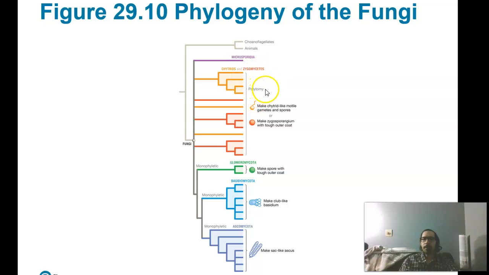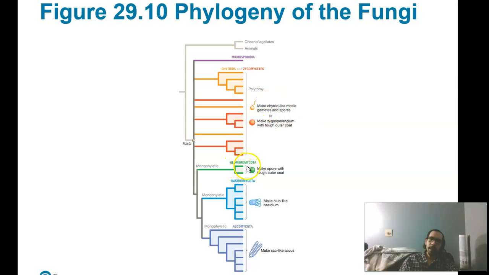Here we can see a polytomy at the top. As you recall from previous lectures, a polytomy is when you have an ancestral node that branches off into three or more lineages. And what that means is that there's not enough information to know which one of these are more closely related to each other.